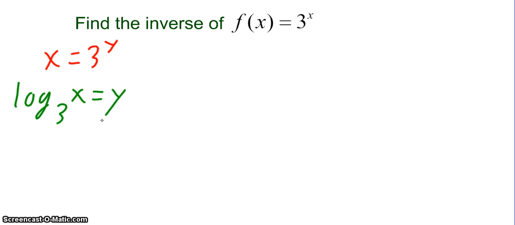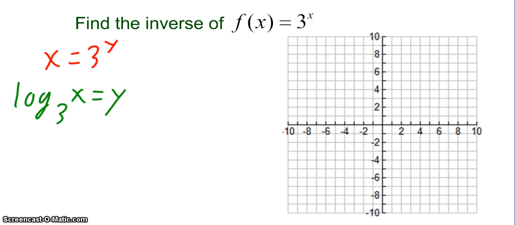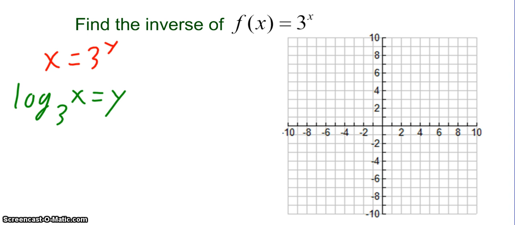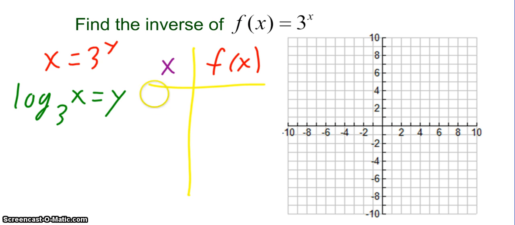Now the other way to go about this would be graphically. So remember that a function and its inverse reflect over the line y equals x. So if we have, let's say, x and then f of x, when x is -1, this is going to be 1/3. At 0 it's going to be 1, at 1 this will be 3, at 2 this will be 9.